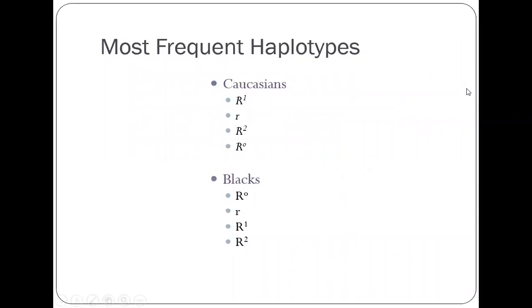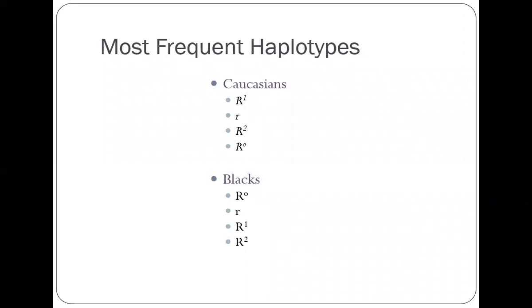I talked about determining genotypes by looking at phenotypes. Well, the one thing you always want to do is determine the race of the patient. Because as you can see here, Caucasians and Blacks do have varying genotypes. In the Caucasian population, you'll see that the R1 genotype is the most common. So we're talking about a big D and a big C being inherited, and then a little e. And in Blacks, we're talking about R superscript 0, so a big D being inherited, a little c, and a little e.